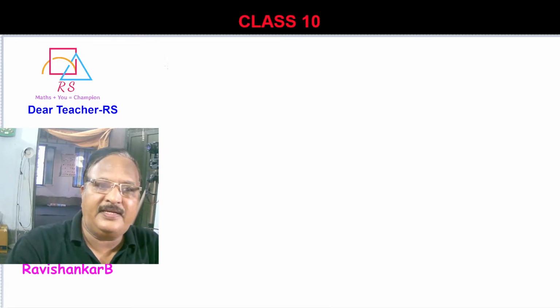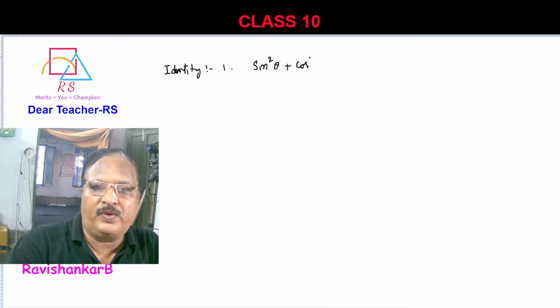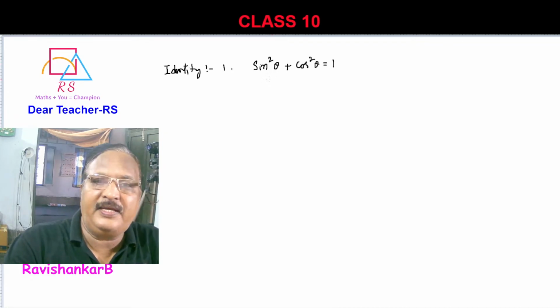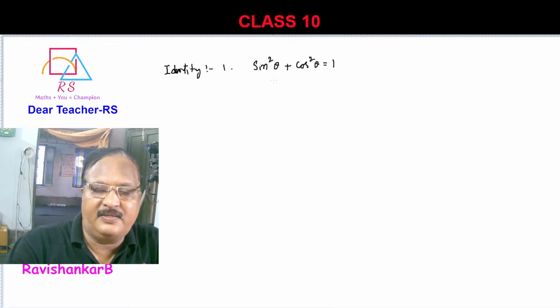The first identity, identity number 1, is the relation between sine and cos. Sine square theta plus cos square theta is equal to 1. It is just an identity. You can prove this also. In the place of theta, you can write A, B, C, whatever letter you like.